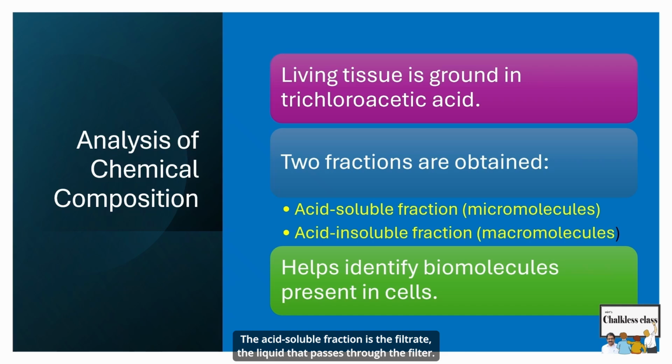The acid-soluble fraction is the filtrate, the liquid that passes through the filter. It contains the smaller molecules or micromolecules which are not precipitated by TCA. Examples include amino acids, glucose, and nucleotides. The acid-insoluble fraction is the residue left on the filter. It contains the macromolecules, proteins, polysaccharides, nucleic acids, and lipids associated with membranes.